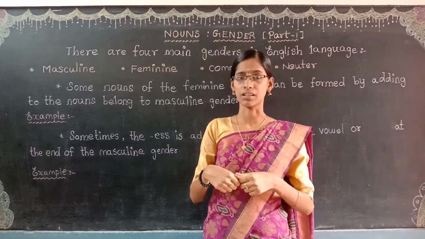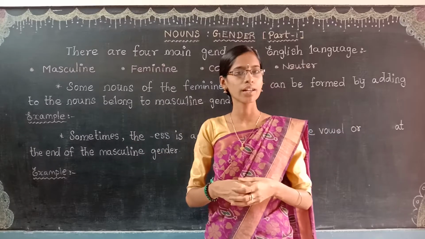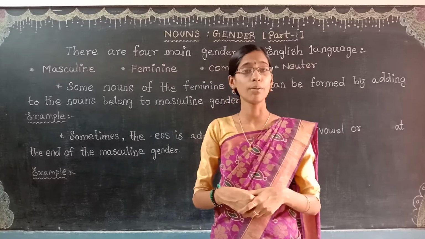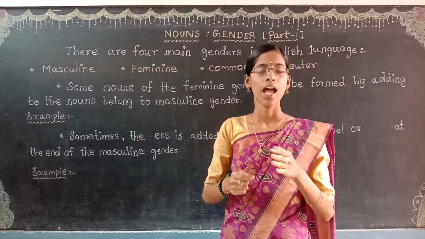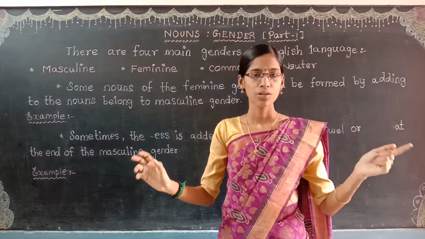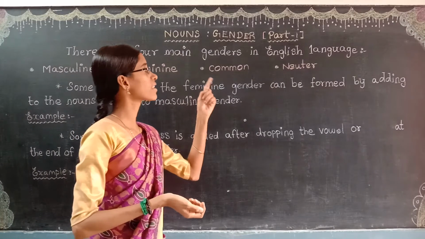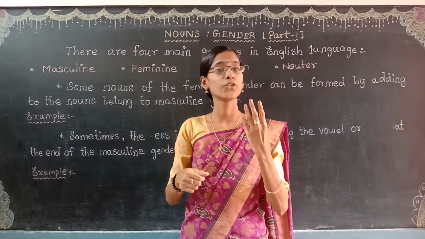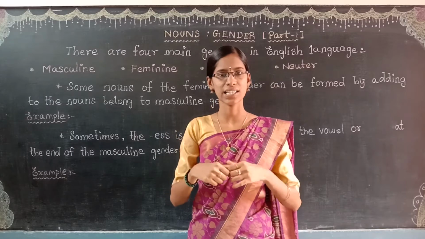In today's session, we are going to learn about noun gender. In our previous session, we learned what a noun is and what the different types of nouns are. And now we are going to see its gender types. See here, there are 4 main genders in the English language. How many types? There are 4 main types of noun gender in the English language.